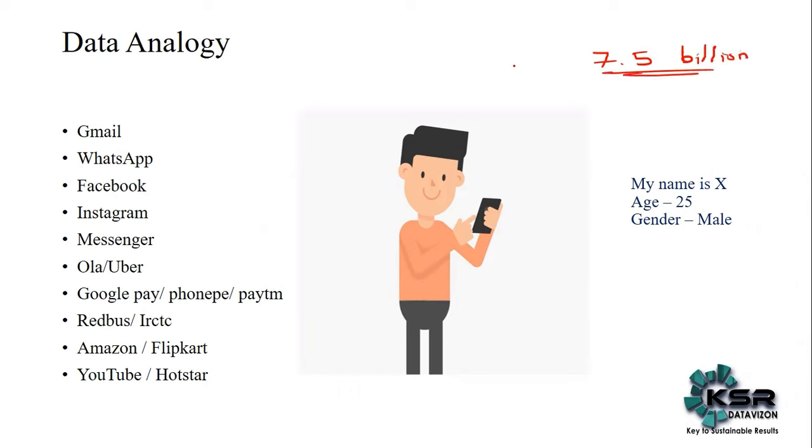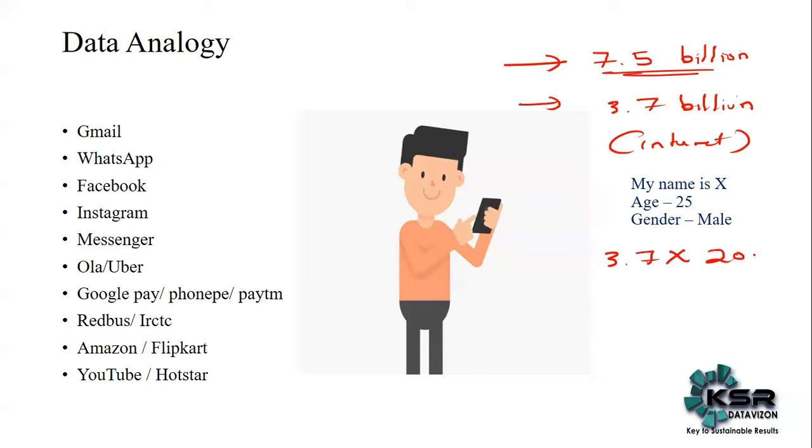Okay, I repeat, there are 7.5 billion people on this earth. 3.7 billion people are using the internet. 3.7 billion people into an average of 20 apps, which is 3.7 billion into 20 accounts.